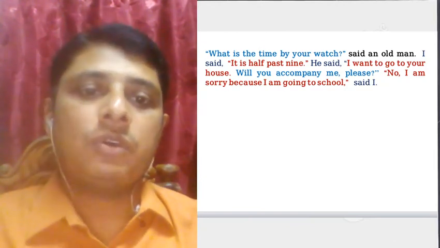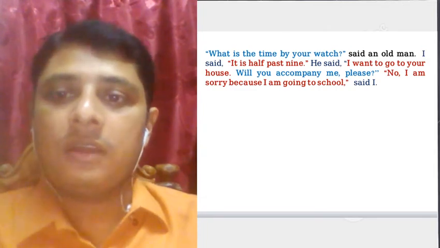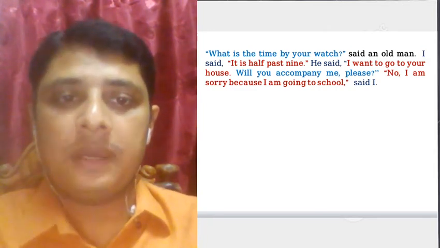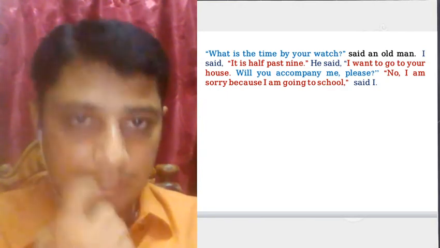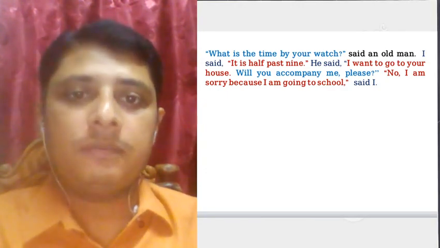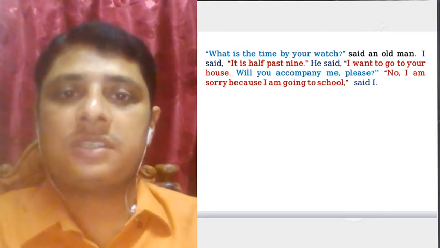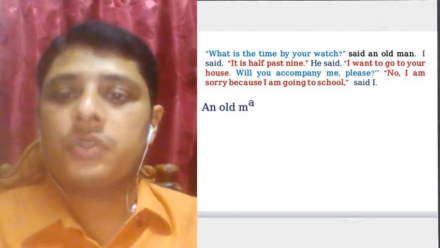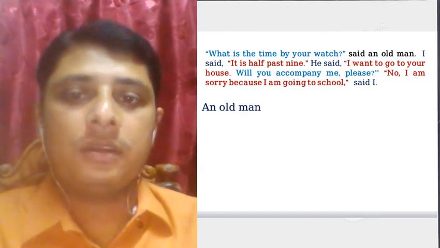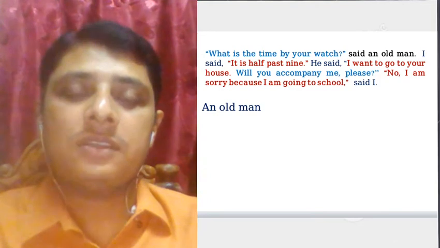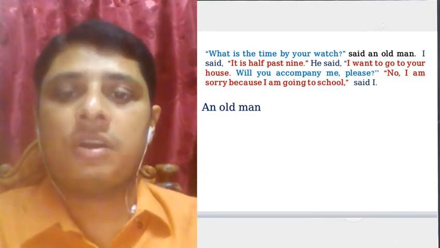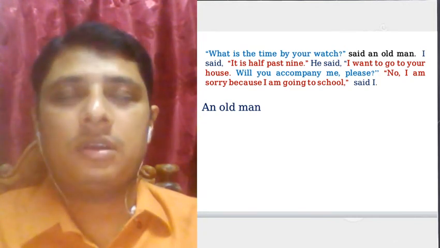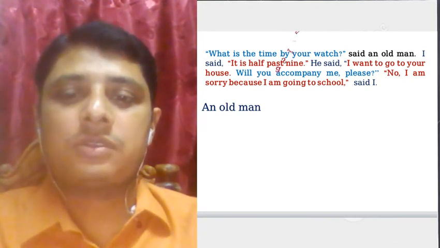Okay, so here is, "What is the time by your watch?" said an old man. Here you can see an old man, dear students, as a subject. So an old man you have to write first. Which sentence is it? It is an interrogative sentence. So instead of said to, you have to write asked. Yes or no? Yes. So asked.